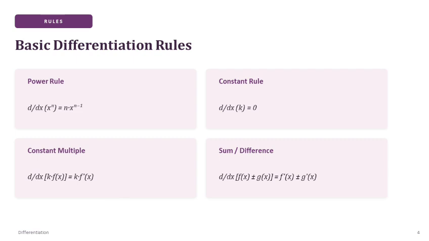Now we are seeing the basic differentiation rules. Power rule, d by dx of x^n is equal to n x^(n-1). Constant rule, d by dx of a constant is equal to 0. Constant multiple, d by dx of k into f of x is equal to k into f dash of x. Sum and difference, d by dx of f of x plus or minus g of x is equal to f dash of x plus or minus g dash of x.